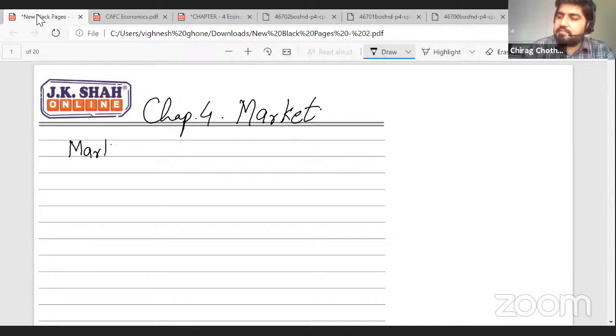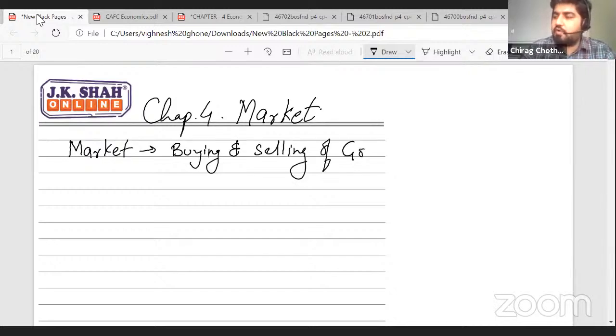We say market is nothing but buying and selling of goods and services at a particular place during a particular period of time. Now, let me tell you, students, at a particular place is a very old concept. When we want to operate a market, putting it very frankly, place is not required, because without place also a market can be efficiently run.